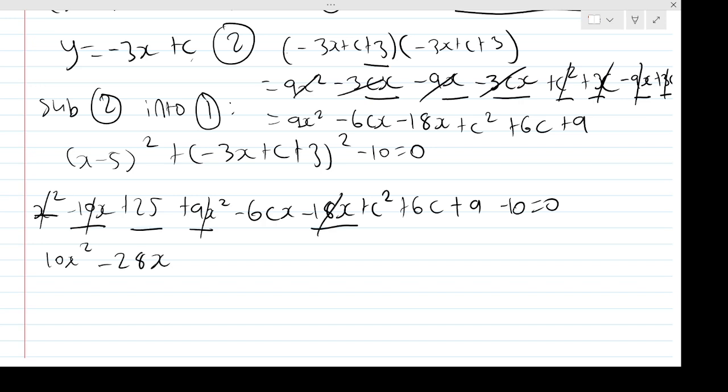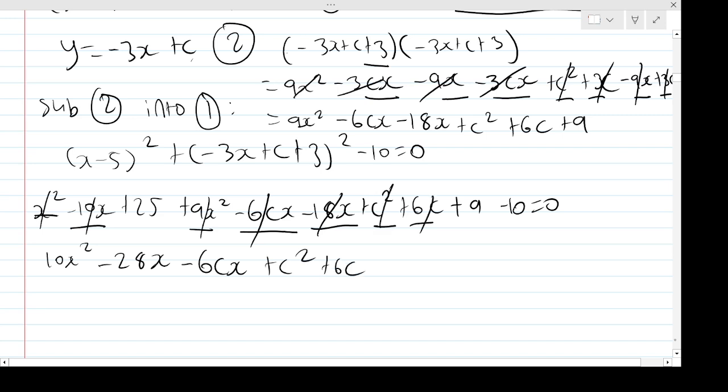Then I have a number, but I'm gonna collect the other terms first. Let's collect the cx terms right next. So minus 6cx. Okay. Then I have c squared. Okay. Then I have plus 6c there. Then I can add the remaining numbers together. Okay, 25 add 9 minus 10, that gets me plus 24 equals 0.